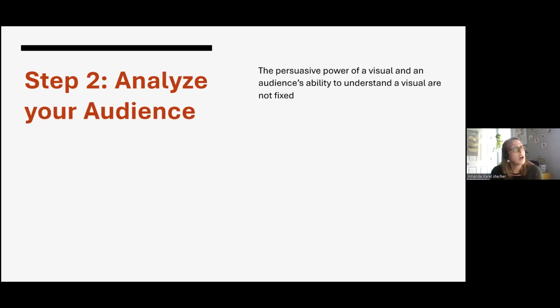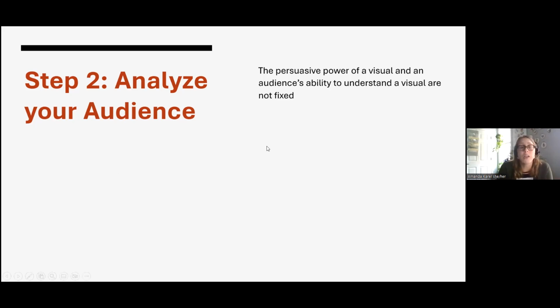A key step of data visualization, step 2, that is often glossed over, is taking the time to really analyze or consider your audience for the visual. This is important because the persuasive power of a visual and an audience's ability to understand a visual are not fixed. A visual's effectiveness can change based on a lot of factors, including prior knowledge, data literacy, even mood. A bored, agitated, tired audience won't make sense of your charts and the message that you're trying to convey the same way as an audience that's engaged and happy and generally positively primed. We know this instinctively, right? We don't schedule 3-hour meetings over lunch and not offer food.